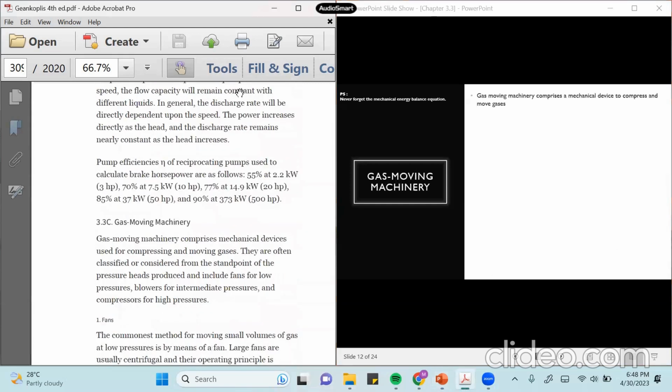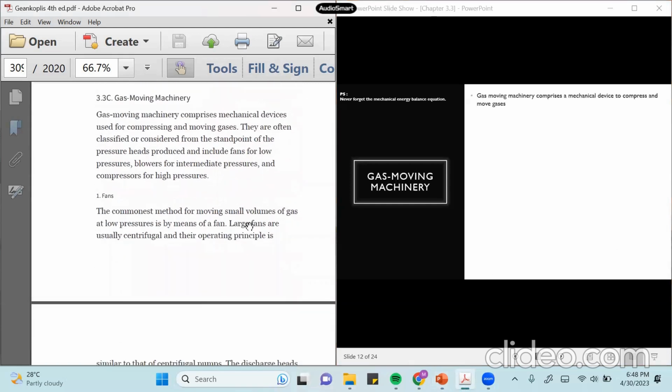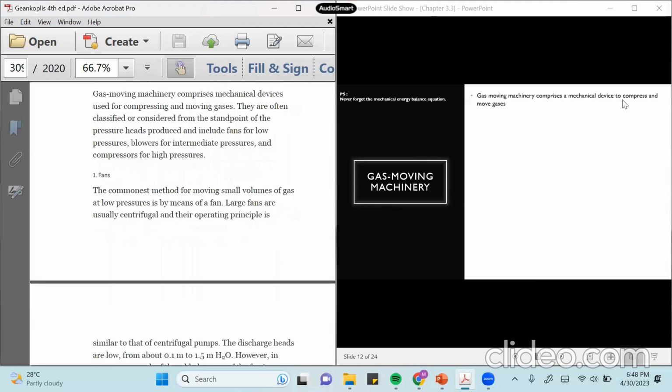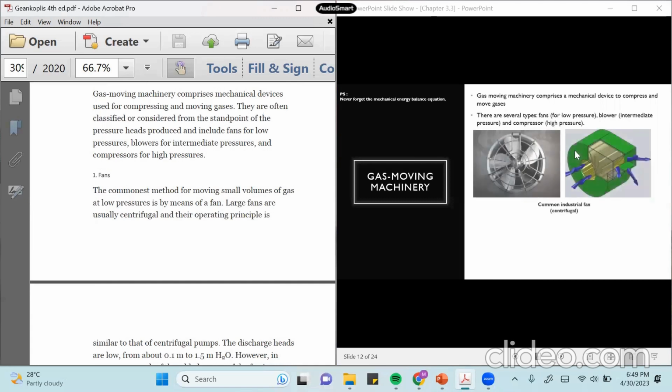Okay, so I will move to the second outline, which is the gas moving machinery. Gas moving machinery comprises mechanical devices to compress and move gases. There are several types, as I said previously: fans for low pressure, blowers for intermediate pressure, and compressors for high pressure.